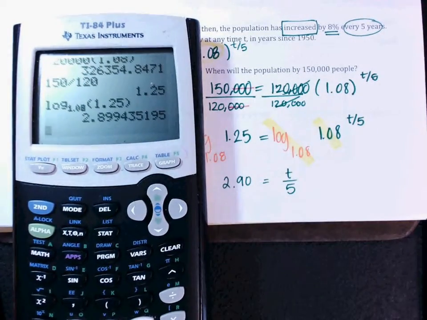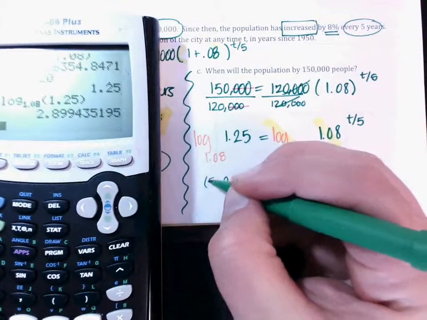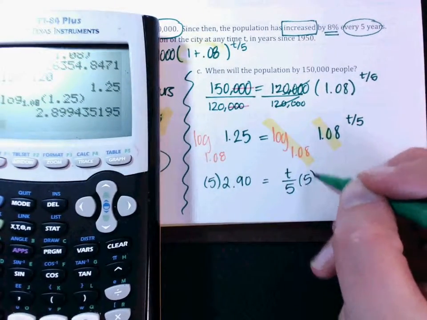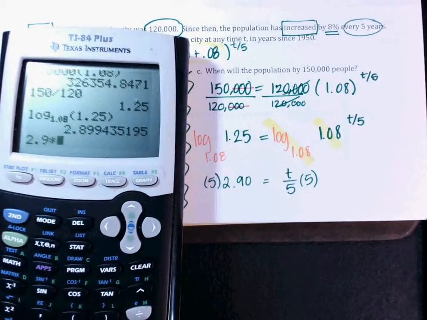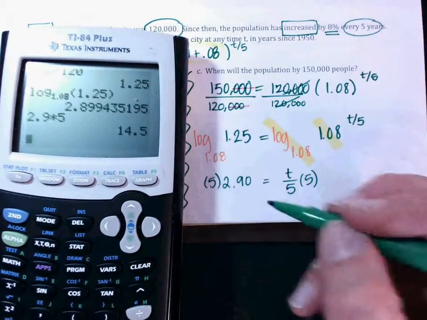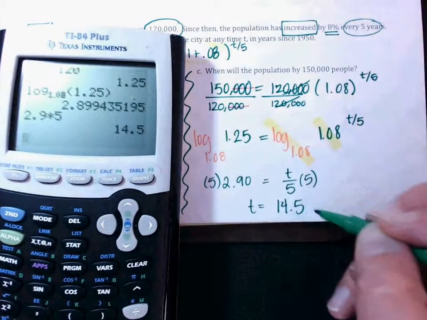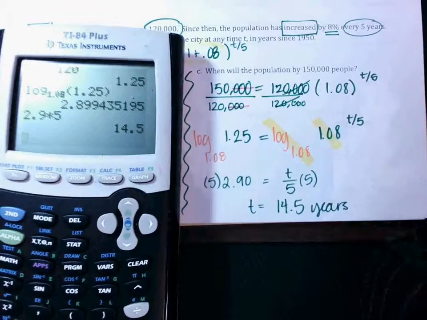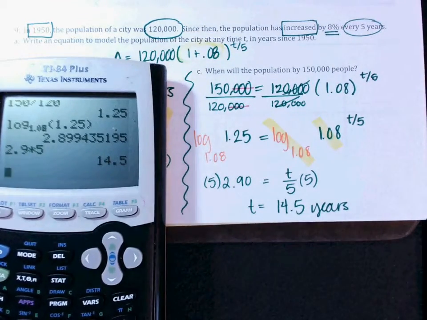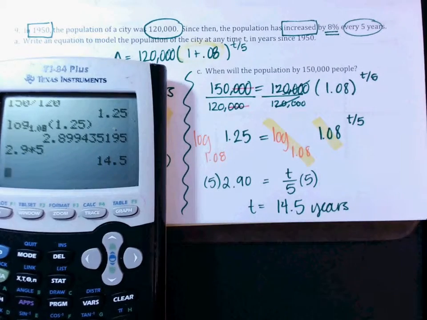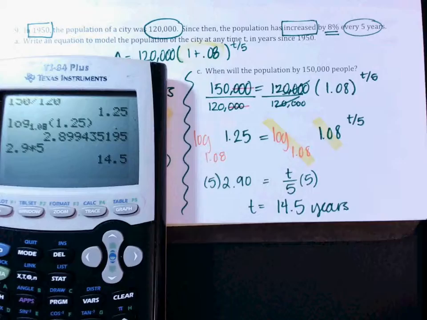And then what's my last step? Times by 5. Cool. 2.90 times 5 gives me 14.5. Now, question. 14.5 is a number of years, but I'm not counting from 0, I'm counting from 1950. So on your test it says what year does it happen in? You would add that to 1950. So what year would that be?